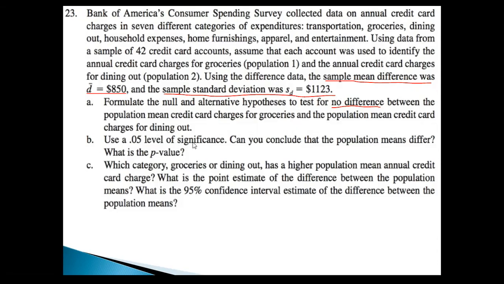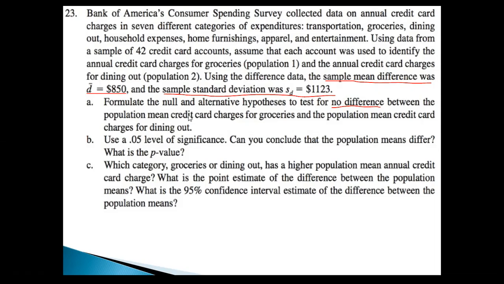And can you conclude that the population means differ? What is the p-value? And then finally, which category, groceries or dining out, has a higher population mean annual credit card charge? And what is the point estimate of the difference between the population means? And what is the 95% confidence interval estimate of the difference between the population means?